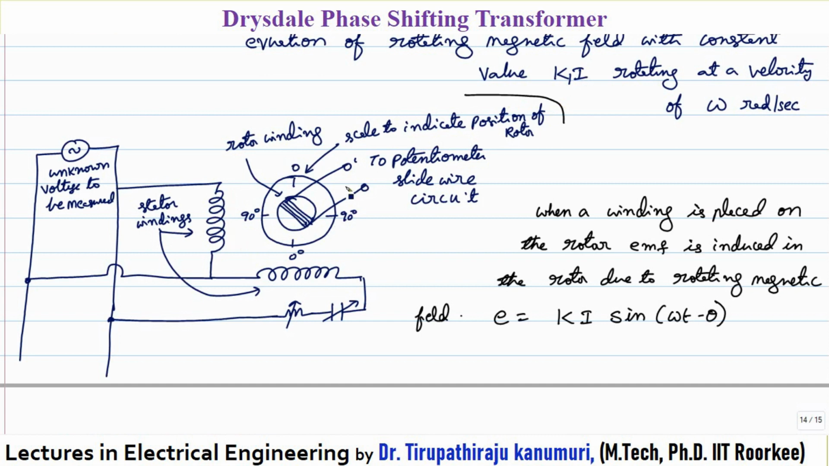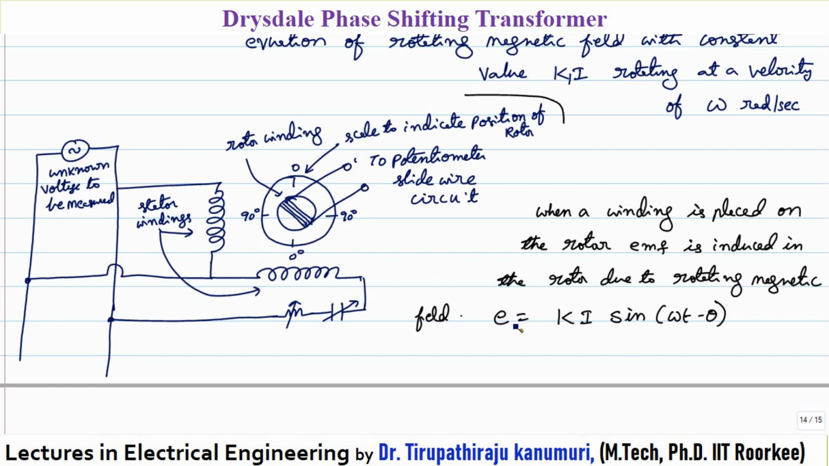Now I am keeping some winding on the rotor. The rotor is at a fixed position; it is not free to rotate. Because of the rotating magnetic field and the stationary rotor, a dynamically induced EMF will be induced in the rotor winding, which will be proportional to that rotating magnetic field.